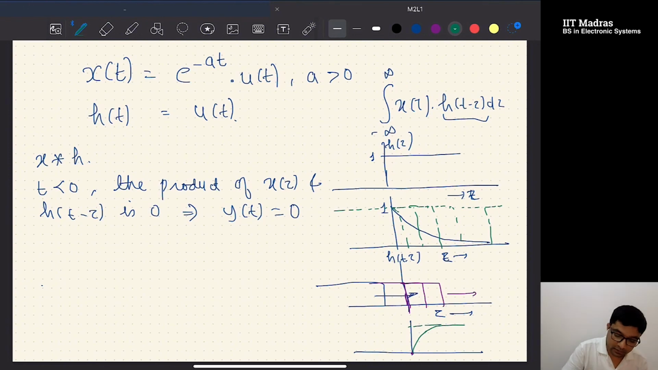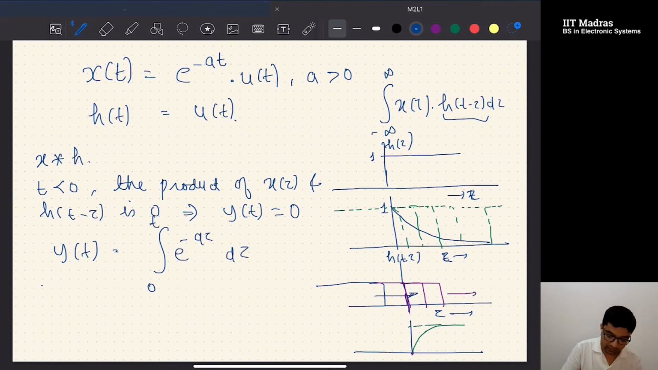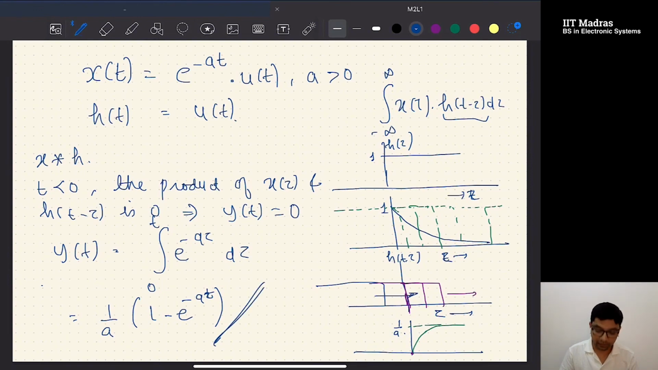Okay, let's work out what this constant would be and how to visualize this. So I know that this y of t with this expression would simply be the integral from 0 to t of e power minus a tau d tau, because h is simply 1. So this will turn out to be 1 over a times 1 minus e power minus a t. So it will start with a value of 0 and eventually reach a value of 1 over a.